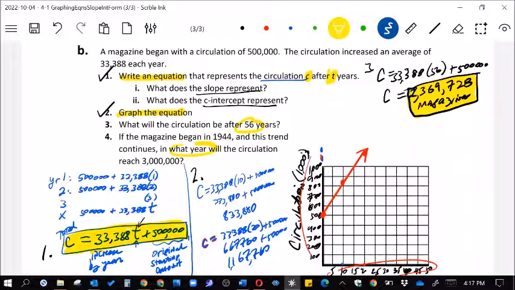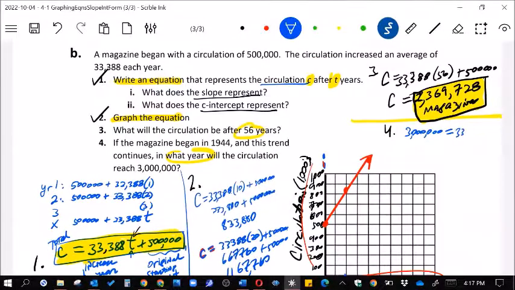So what we're going to do here, we can see from the other number, it's going to be past 56 years. So what we'll do here is set this up where we're going to say the fourth one. Okay, we now know that the circulation amount is 3 million. Let's get enough zeros there to cover that. 3 million is equal to 33,388x plus the 500,000. I don't like that. I need more space. So I'm going to actually do it now. More space here.